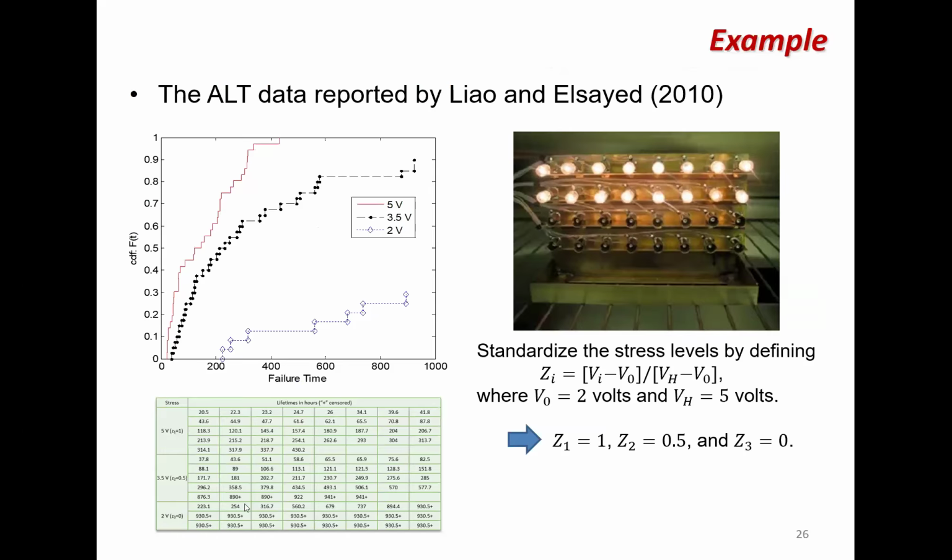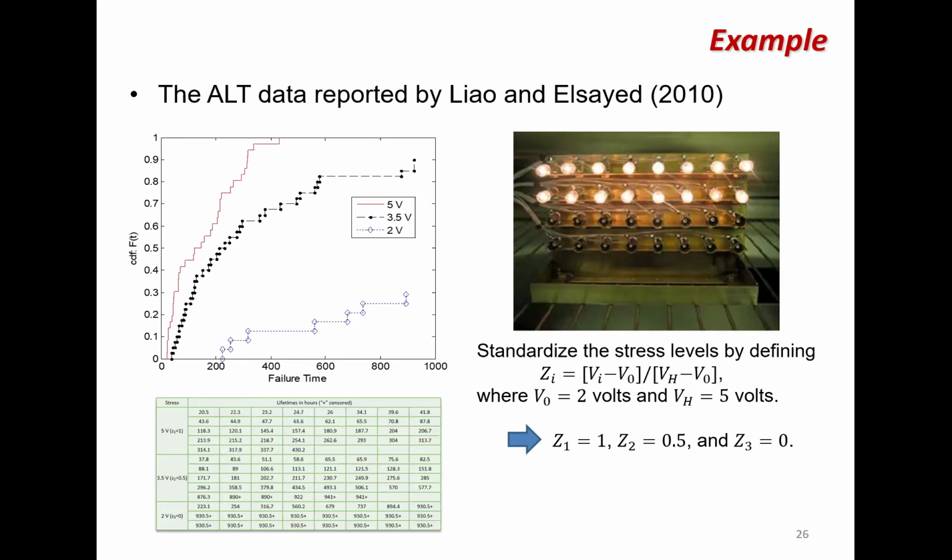Now, I'll give you a quick example of how people develop an accelerated life testing model, and how to use the model to estimate, extrapolate, or predict the reliability of the product under different conditions. In this example, the data was collected 15 years ago, a long time ago. This is about miniature lamps. We did accelerated life testing on those miniature lamps in the laboratory, and we considered three testing conditions: 5 volts, 3.5 volts, and 2 volts.